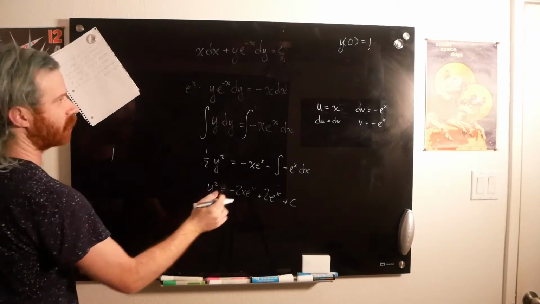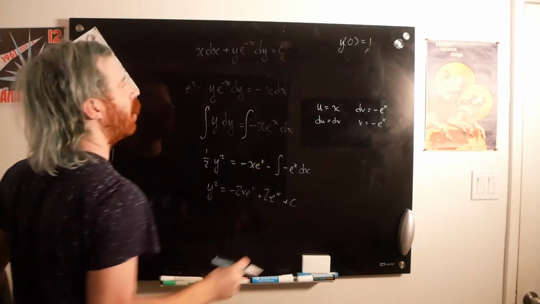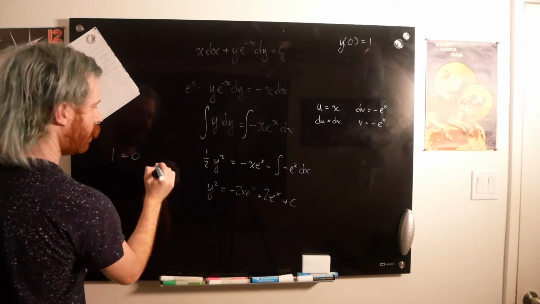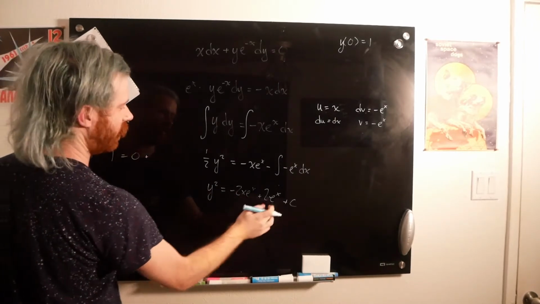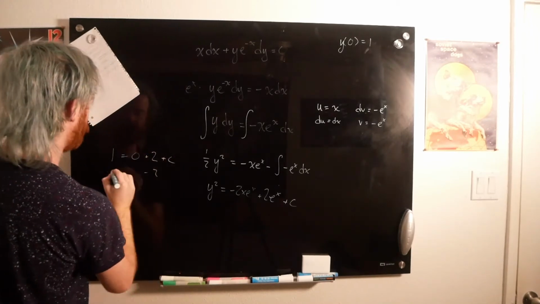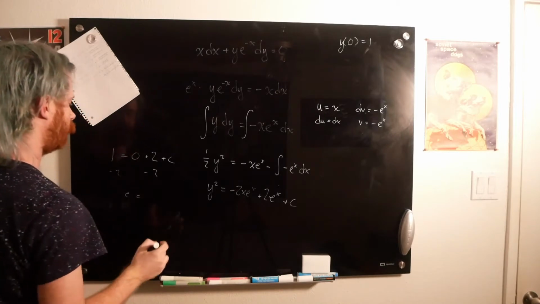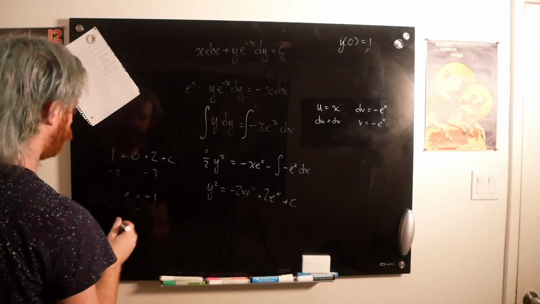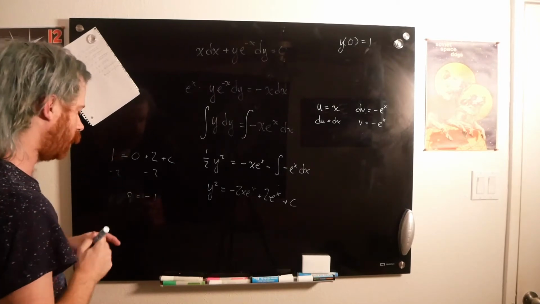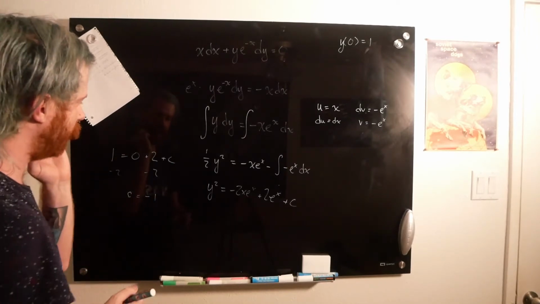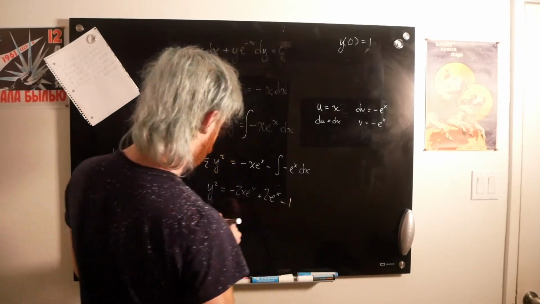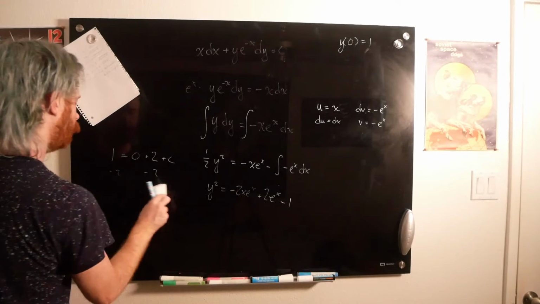We have 1, because our y value is 1. Our x value is 0, so this term becomes 0, it goes away. e to the 0 is just 1, so this becomes 2, plus c. Subtract 2 from both sides, so c equals negative 1. It looks like an e, but that is a c. Okay, so our c value equals negative 1. And then we are going to keep solving.